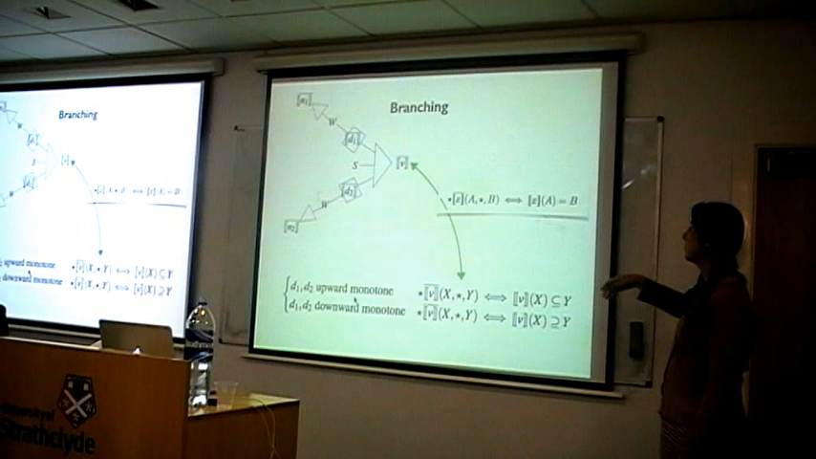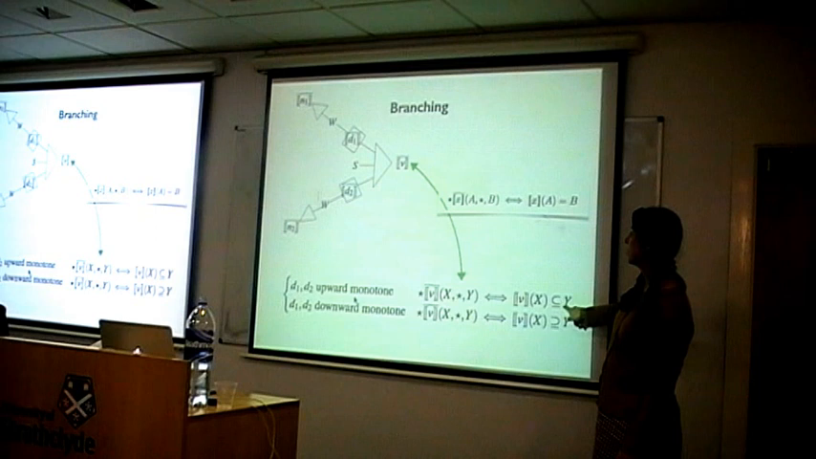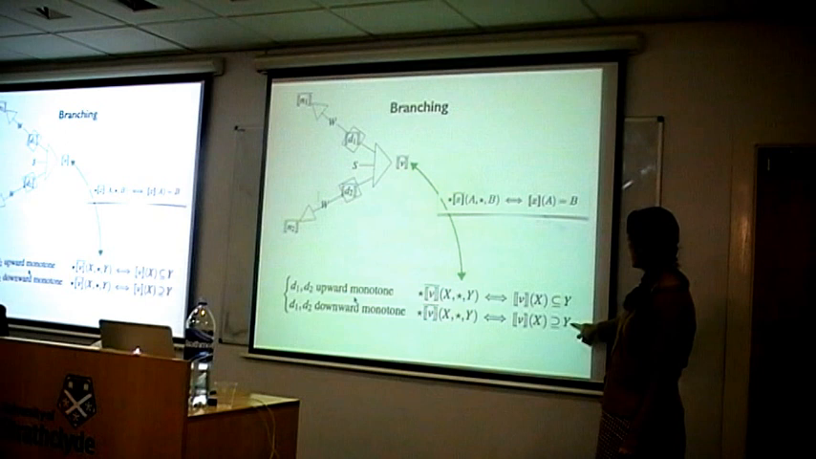Now here we can make it more refined, saying if D1 and D2 are upward monotone, we have to refine the equality to D of X being a subset of Y. And if D1 and D2 are downward monotone, D of X should be a superset of Y. And in this case, you get one reading, and in this case, you get the other reading.